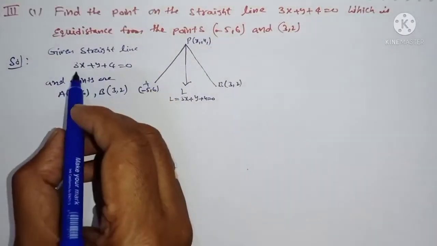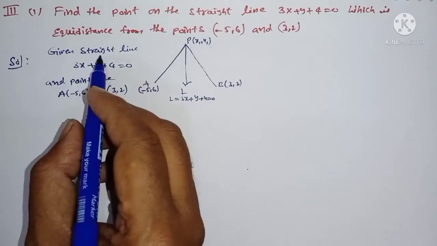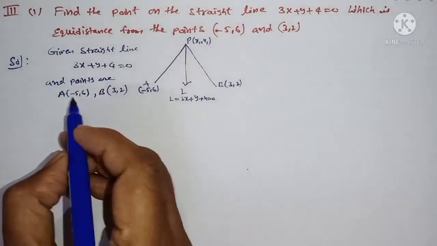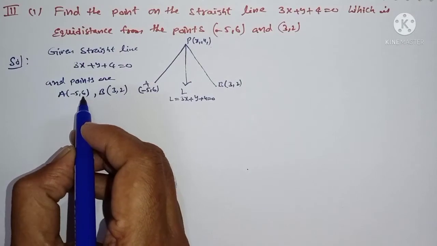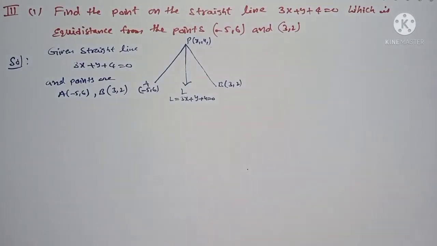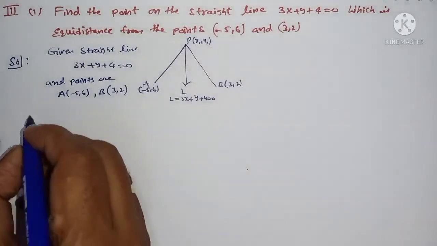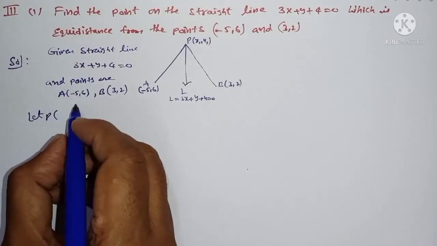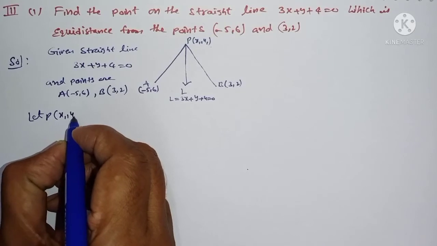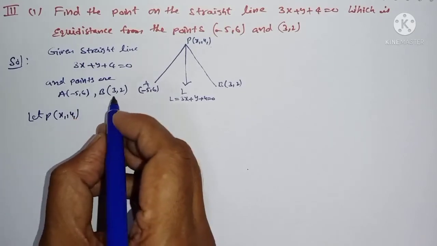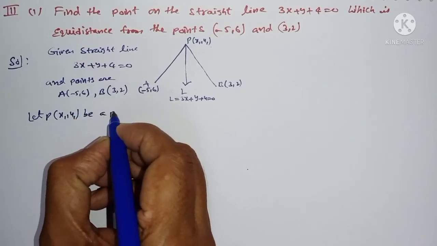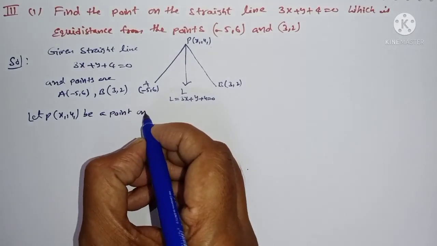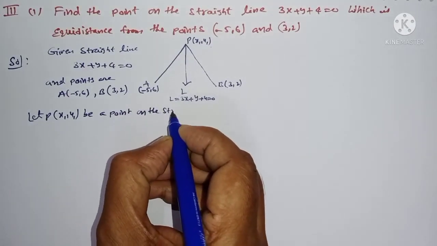Solution: the given straight line is 3x + y + 4 = 0, and the given points are A(-5, 6) and B(3, 2). I am writing it here. Let P(x1, y1) be a point on the straight line.